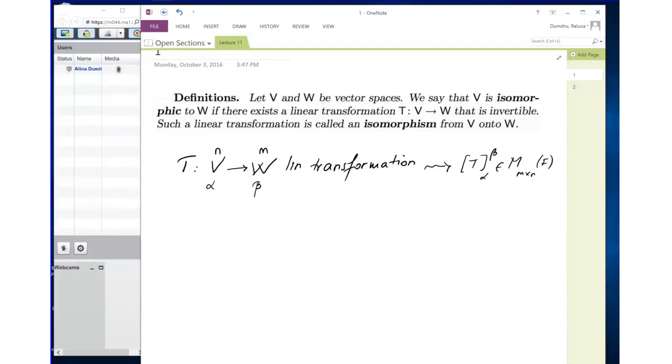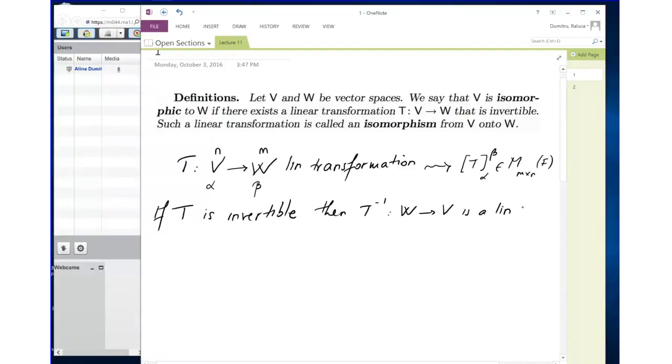Okay, and we've seen that this association is very natural in the sense that if you compose two linear transformations, the associated matrix of the composition will just be the product between the original matrices. So as a function, T could be invertible or not, but if T is invertible, its inverse will automatically become a linear transformation as well. It is going to be a map from W to V now. All right, this map will have as its matrix going backwards, the matrix from beta to alpha, which is going to be an N by M matrix.